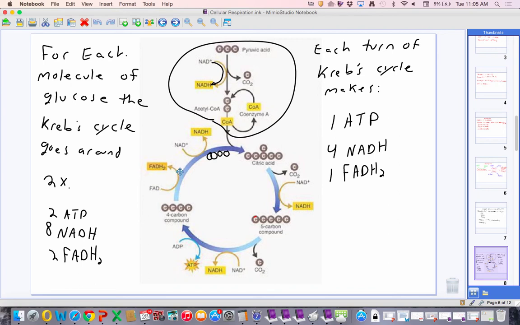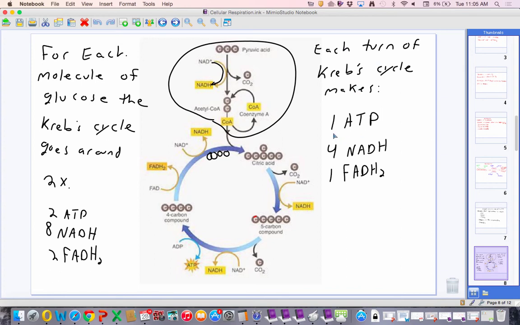FAD comes in, picks up its 2 electrons and 2 hydrogen ions and leaves as FADH2. And then NAD positive comes in, picks up its stuff and leaves as NADH. And we're right back to where we started.